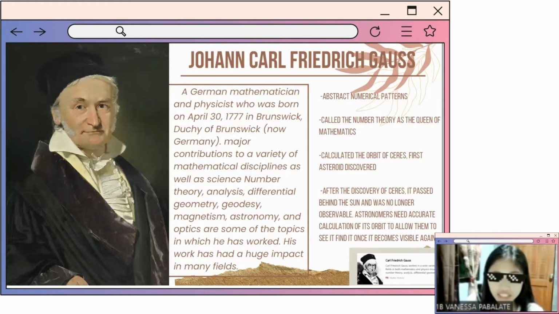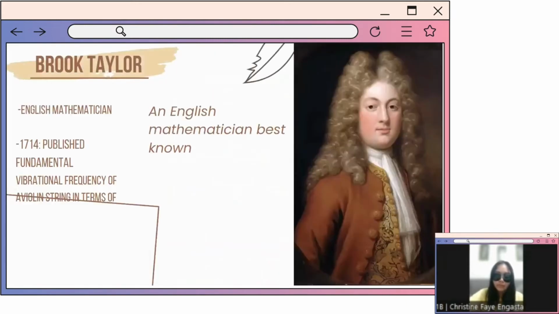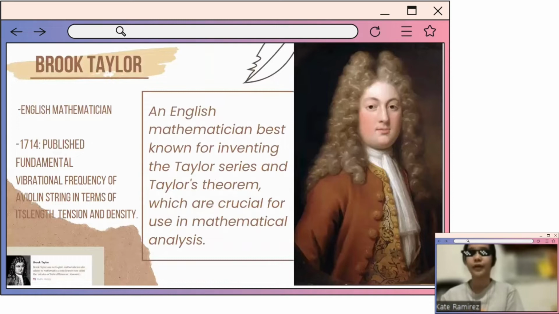Later generations realized that the frequency of vibration determines the pitch of the tone. When the string is vibrating at its fundamental frequency, only the end points are at rest. The more nodes, the higher the frequency. The nodes also are represented as an integer. Okay, so Brook Taylor was the one who published the fundamental vibrational frequency of a violin string in terms of length, tension, and density.